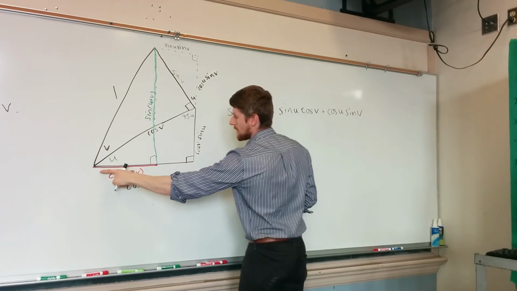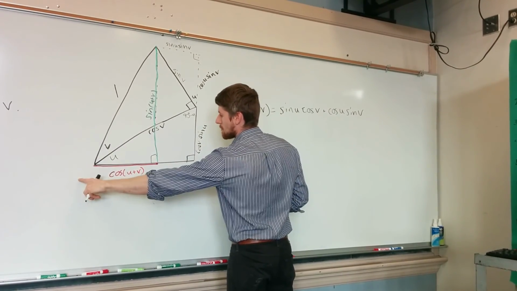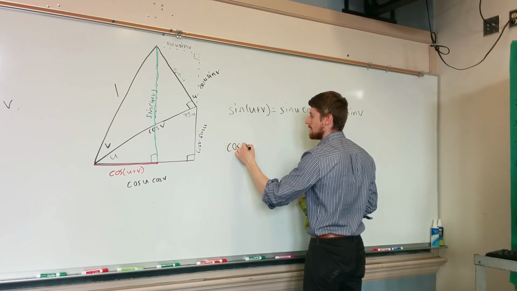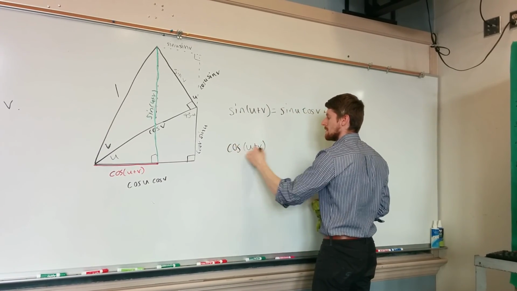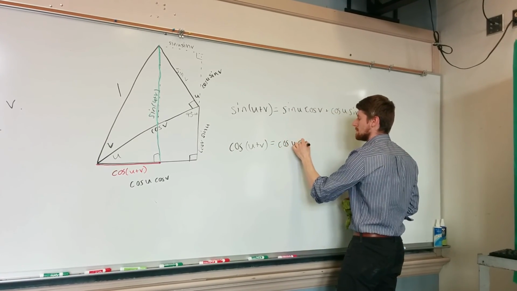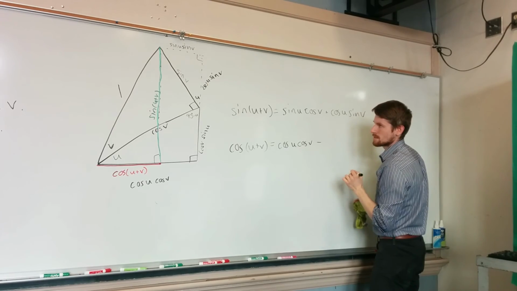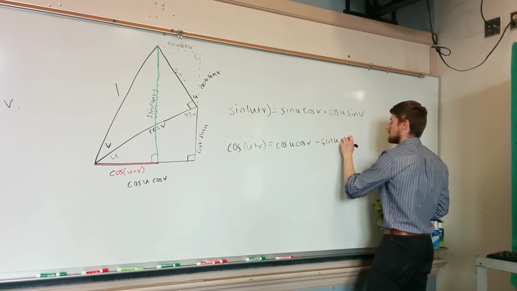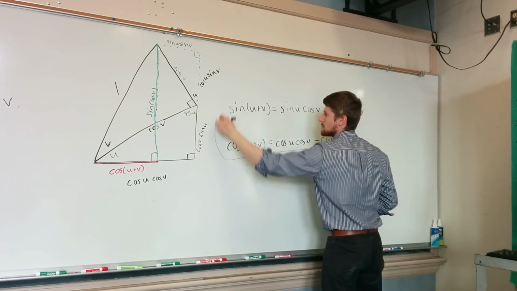And then this red length is the long base minus this side. So that says that cosine of u plus v equals cos u cos v minus sine u sine v. And those are the angle sum identities.